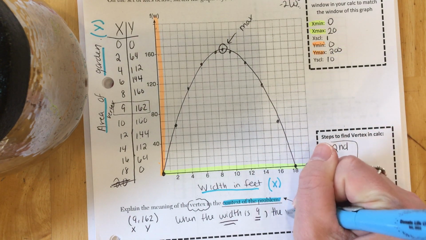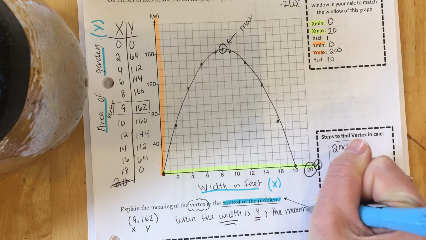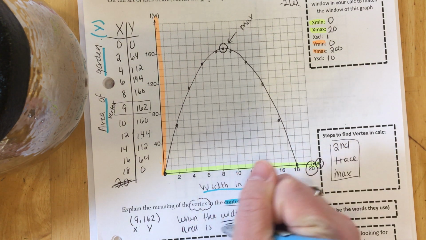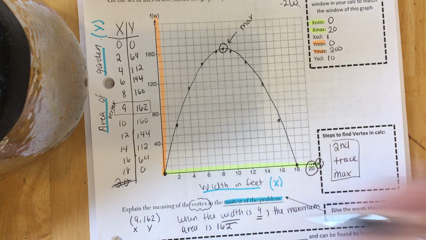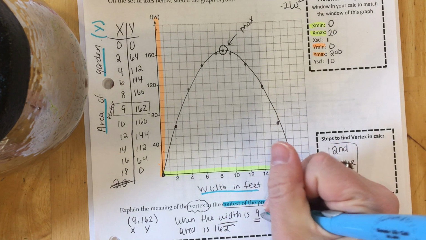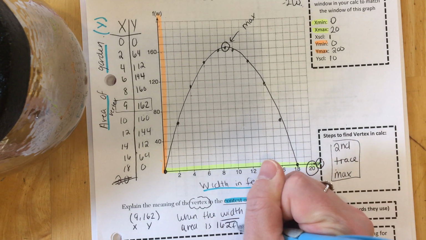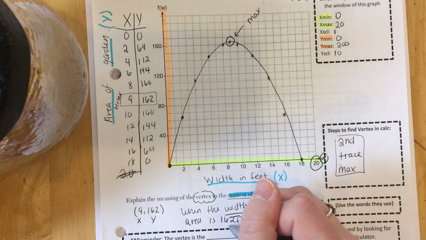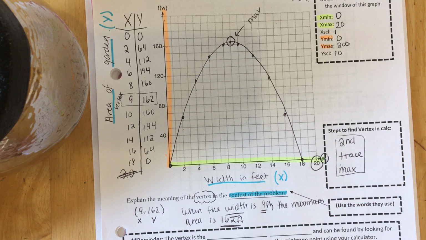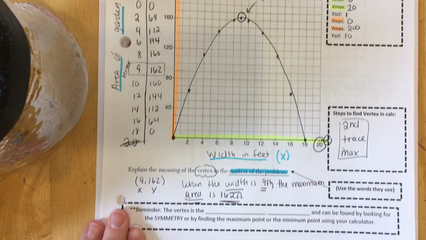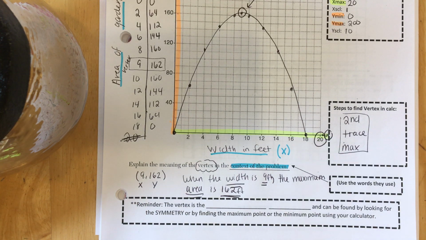The max area is 162. And you can even add like feet in here. It's probably appropriate to do that. So feet and feet. So I matched up my number, 162, with the word area, okay? That's how you answer questions in the context of the problem, matching numbers with words, okay?